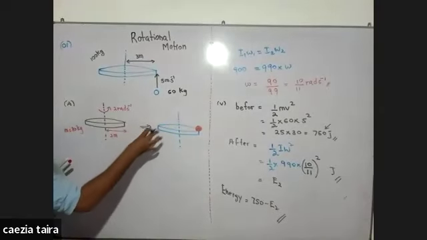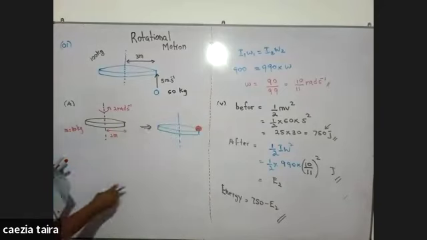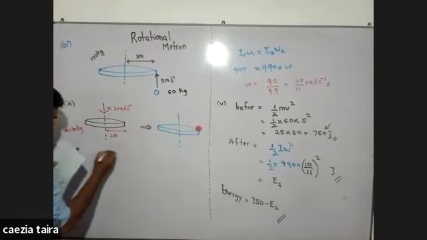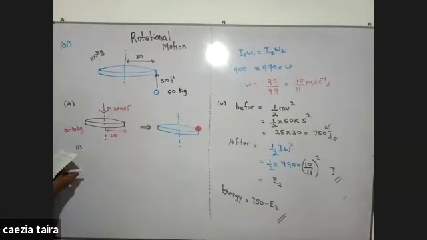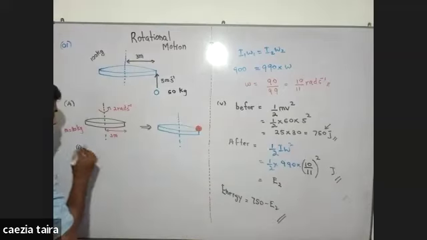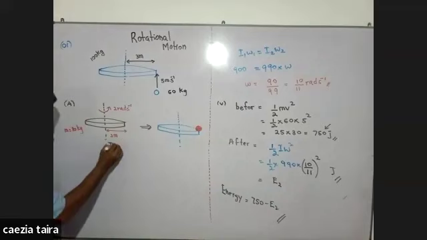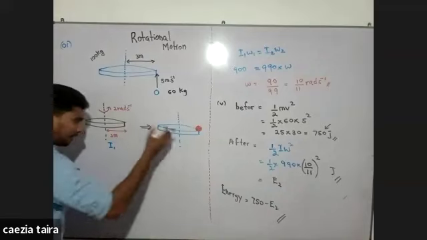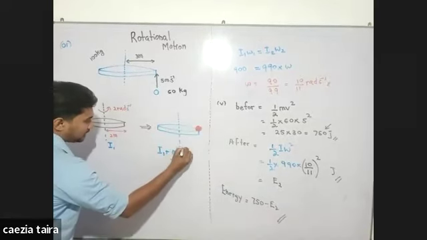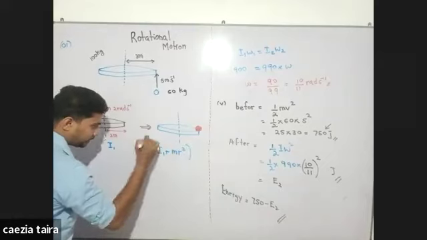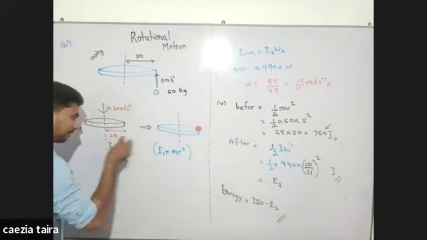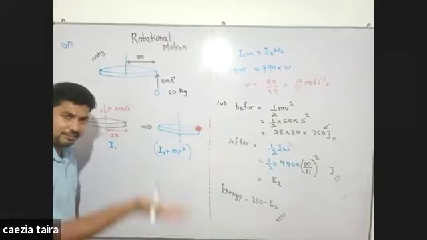Now what happens to the moment of inertia after the child gets onto the platform? The moment of inertia becomes I1 plus the child's. We consider this child as a point object. So going from here to here, the moment of inertia has definitely increased.